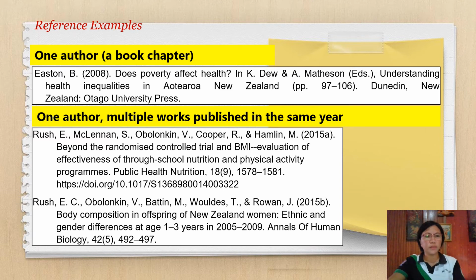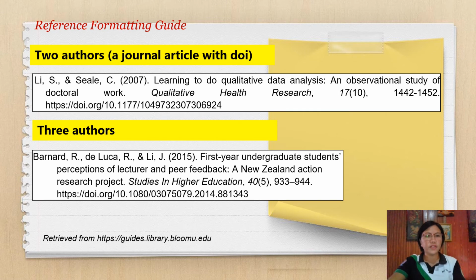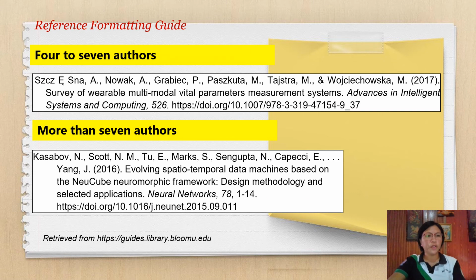And for one author, multiple works published in the same year, this is the example. I'm not going to read to you. It's very easy to understand. For two authors, this is the example. We have to include now the DOI or the HTTPS part. For three authors, this is the example. For 4 to 7 authors, this is the example. For more than 7 authors, kindly look at the example.